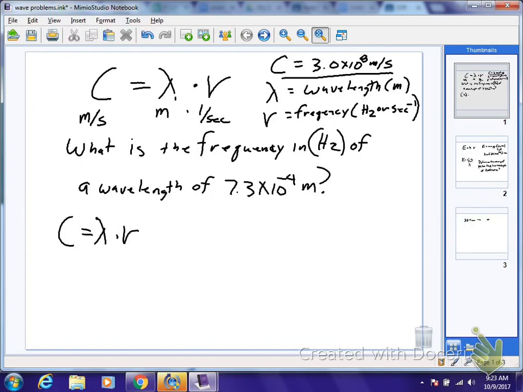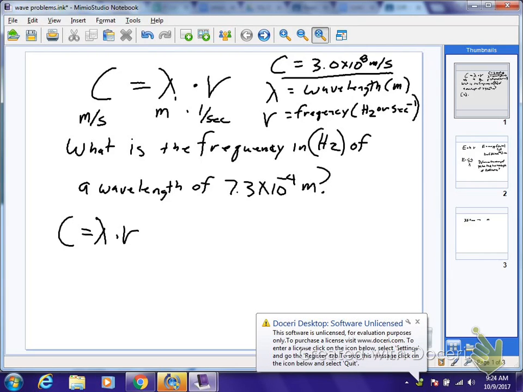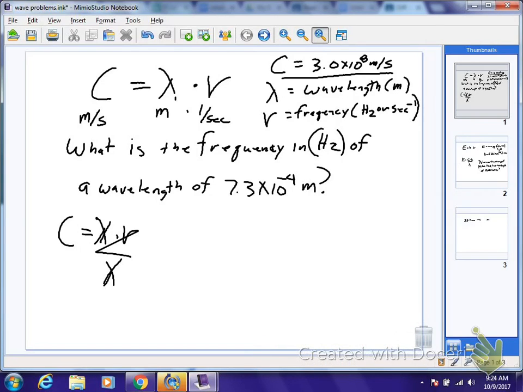So we want to get nu all by itself. What do we do? Take C divided by your wavelength. So it should be wavelength down here. I'm just showing you the cancellation of units or cancellation of symbols. So nu equals C over wavelength. I would like you to plug those numbers in and let's see what you get. Okay, let's see if you get the right answer.